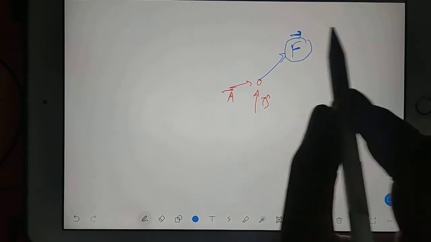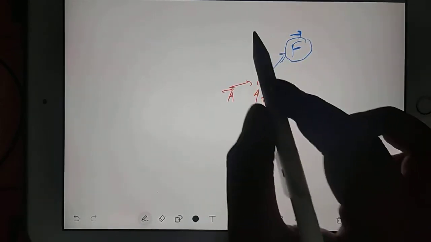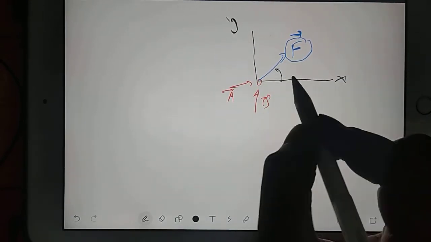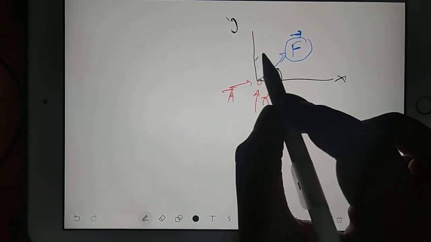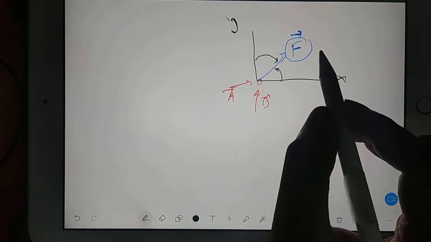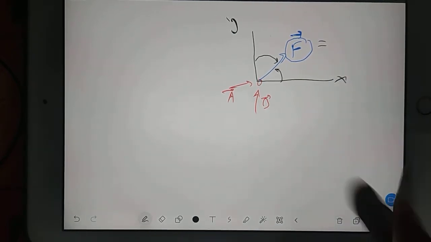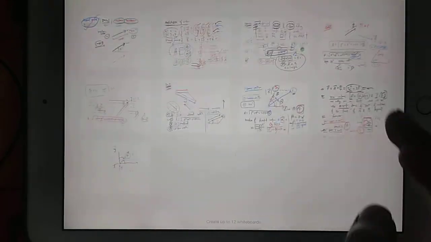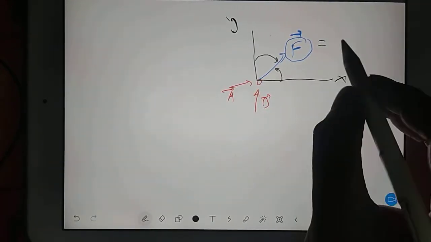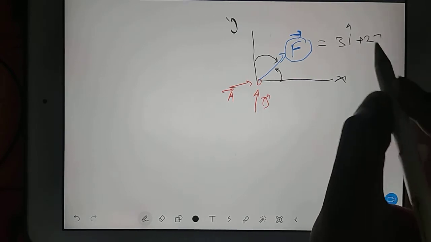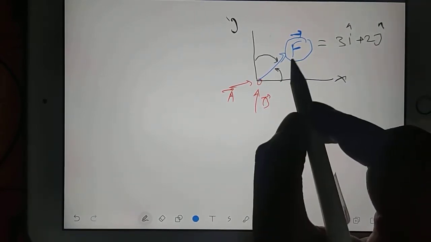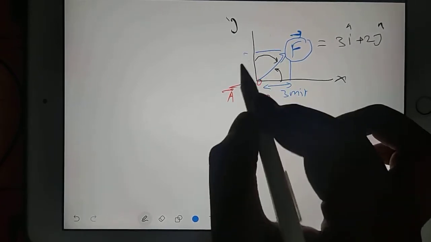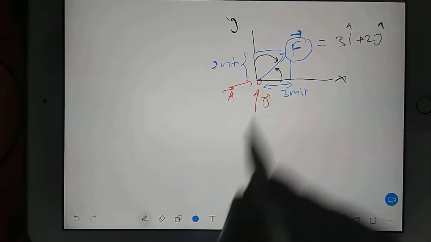Now this final force F, if you draw it on the XY axis, then from the x-axis at how much angle it is passing, or from the y-axis at how much angle it is passing. This force F we have got as 3I plus 2J, so you should put the cap on the I and J. Now see here, this unit is your 3 unit and this unit is your 2 unit, right?